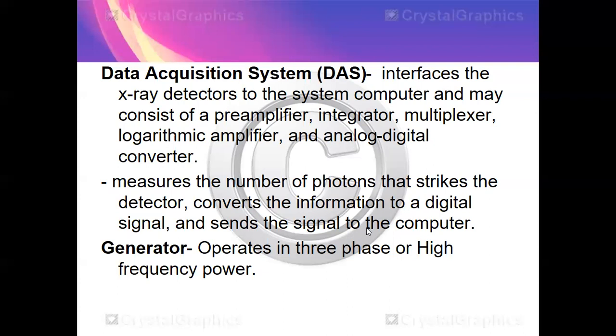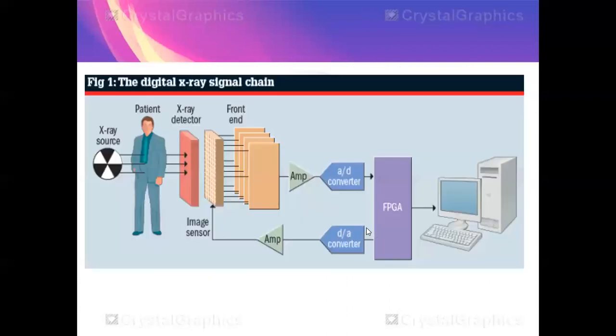So, yung generator na ginagamit naman sa CT scan is either three-phase or high-frequency generator. So, between the two, mas preferred and mas ideal, mas efficient ang high-frequency generator, kaya lang mas mahal.